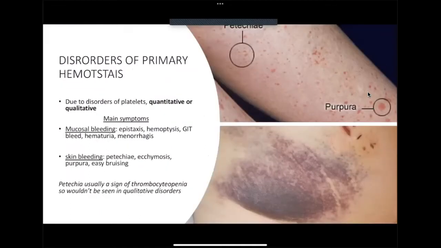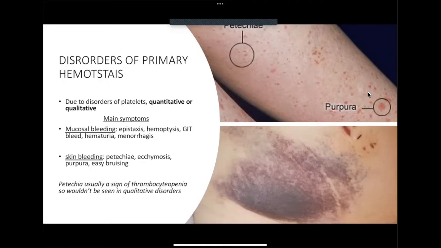Okay, now the disorders of primary hemostasis can be divided into quantitative or qualitative. So primary hemostasis, like we said before, is formation of the platelet plug, which means that anything that has to do with primary hemostasis is a disorder of the platelets. We're not talking about the coagulation cascade. We're not talking about any of the factors. We're only talking about the platelets. Now, if you have a problem with forming a platelet plug, what is the symptom you're going to have? If you cannot stop the bleeding, the main symptom is bleeding.